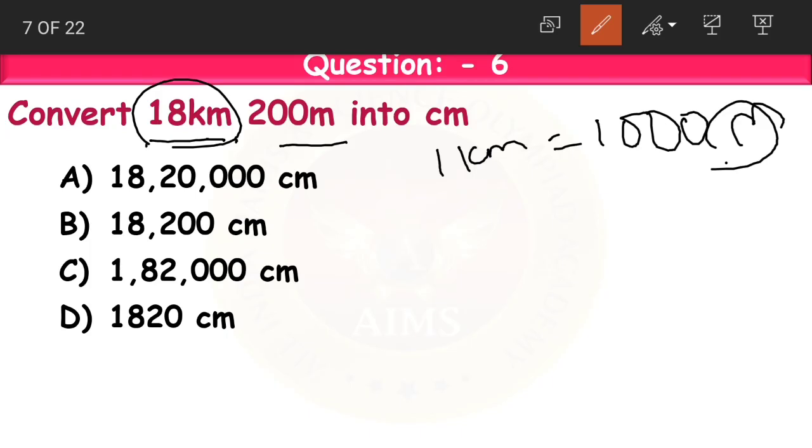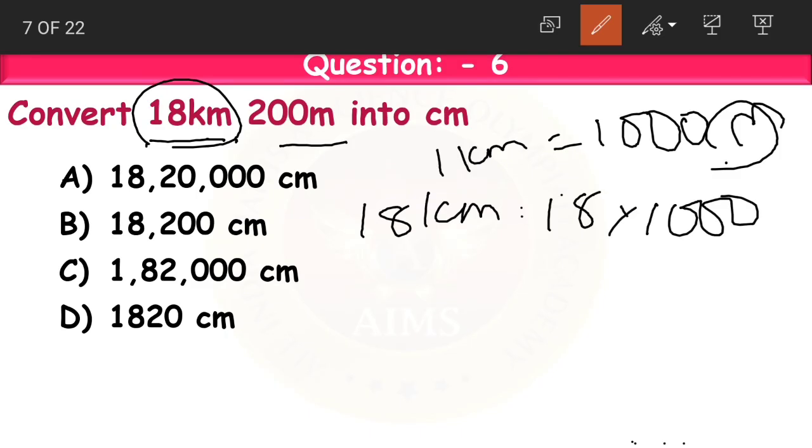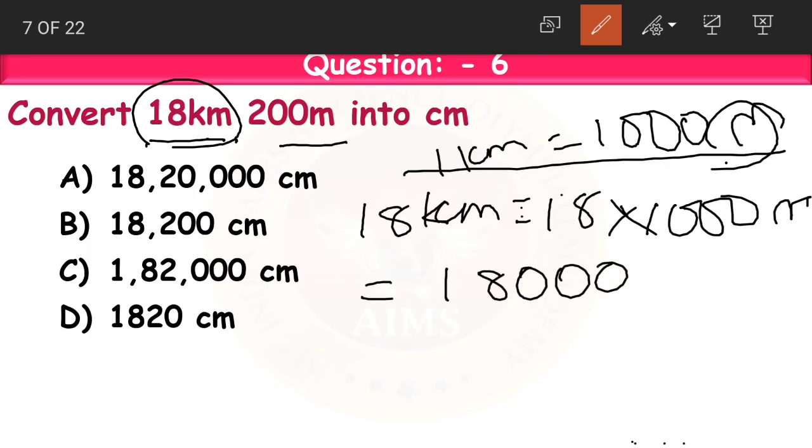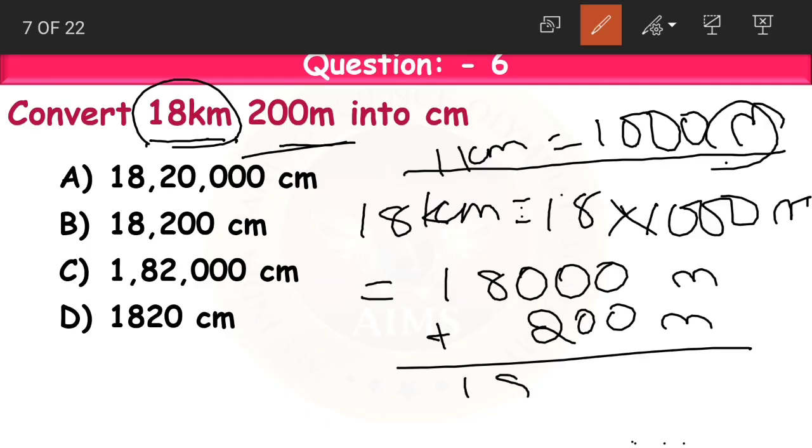What will 18 kilometers become? 18 kilometers is equal to 18 into 1000 meters. Yes, students, as 1 kilometer is equal to 1000 meters, 18 kilometers becomes 18 into 1000 meters. What will the answer be? The answer will be 18,000 meters. Then again we are having 200 meters in the question. So when we add these two, we'll get 18,200 meters. This is meters. But we need to convert these meters into centimeters.